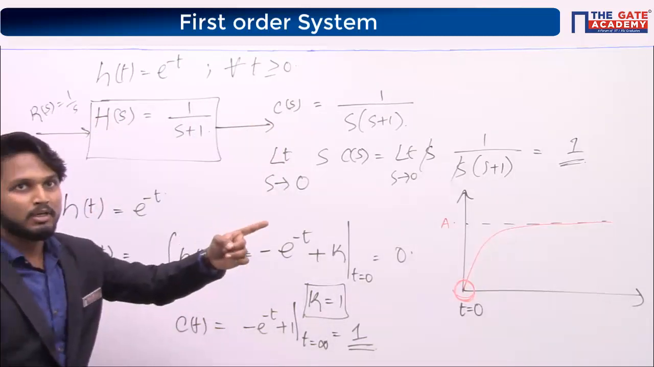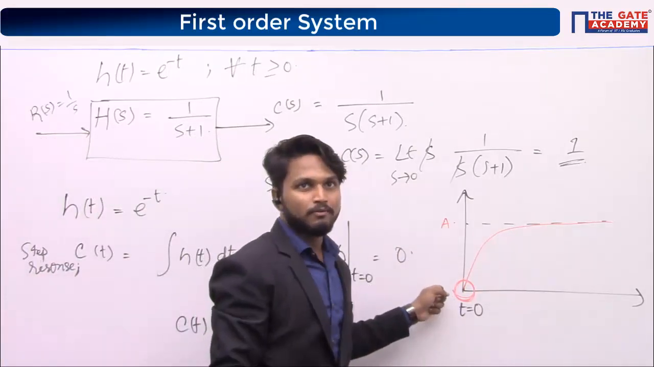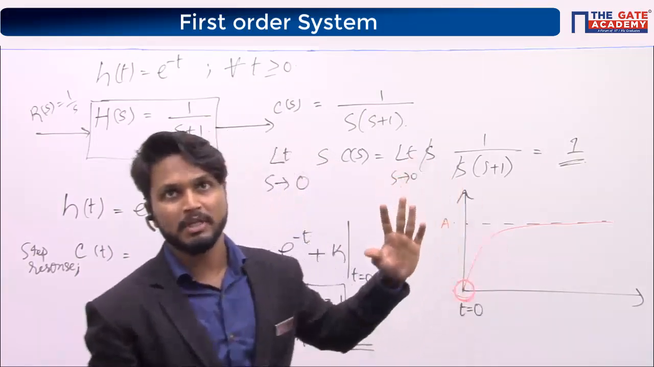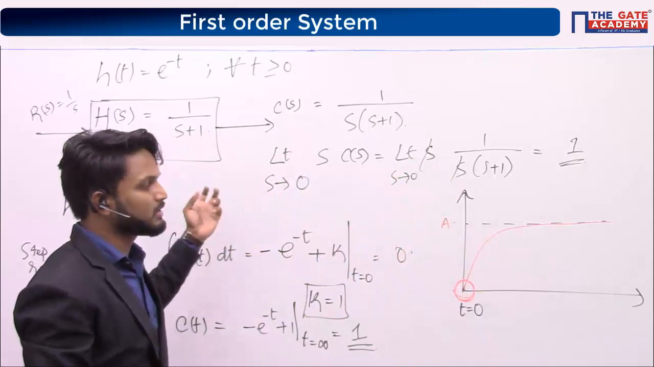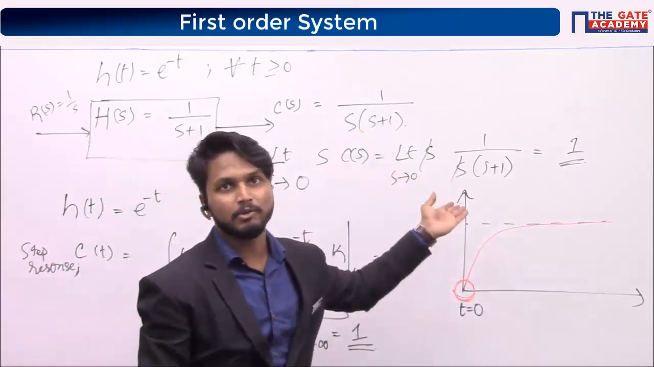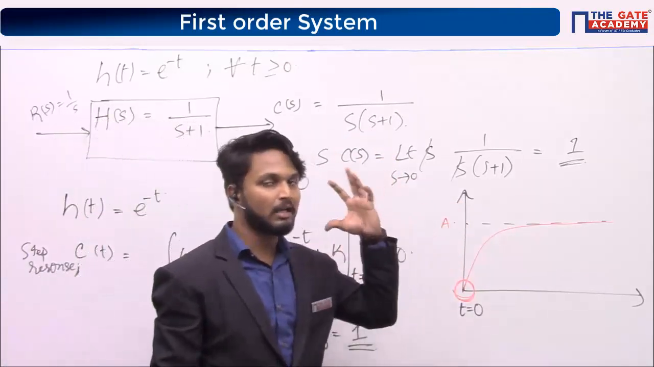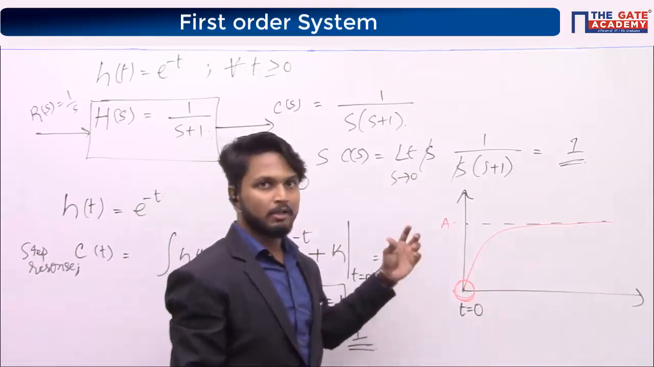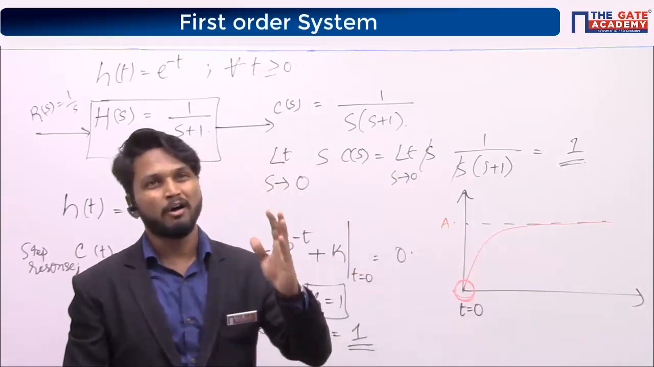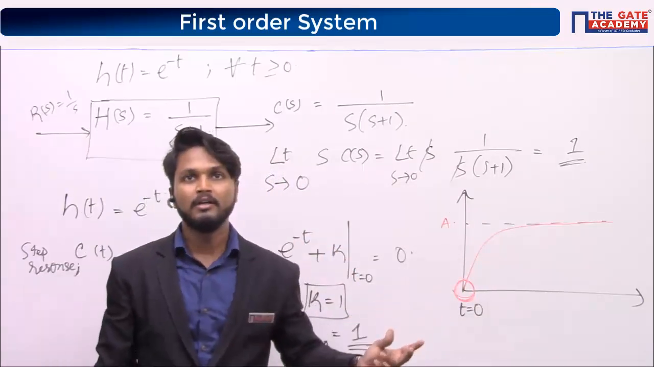One thing you must note here is the initial value of the response. The initial value of the response is 0, because we have already seen such responses previously. These kinds of responses started at 0 and reached their final value. If you have any doubts in this, you can ask. I'll let you write a note later on that the initial value of the system will be 0 only for all pole systems. If there are any zeros in the system, then the initial value may not be 0.